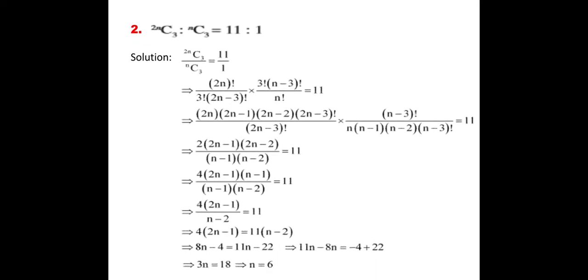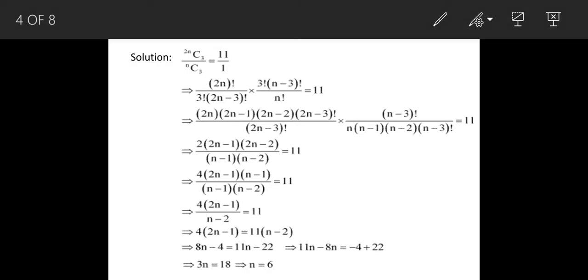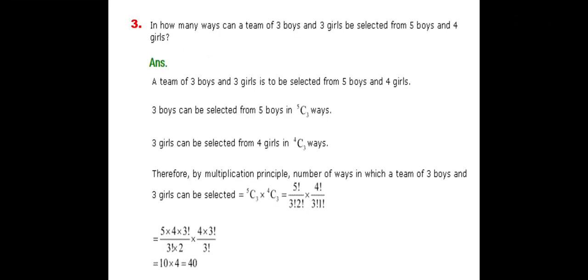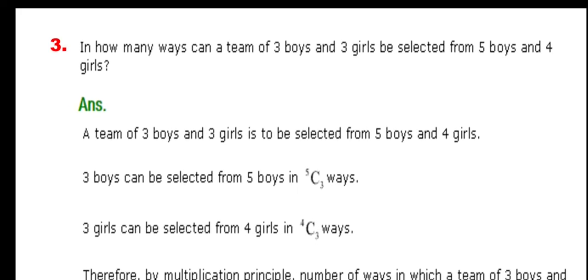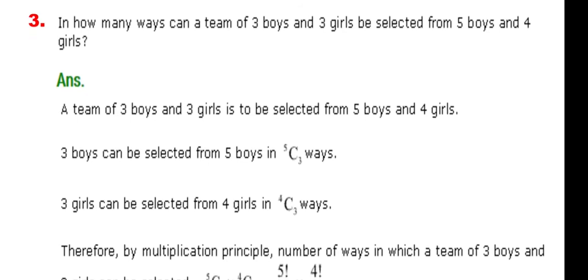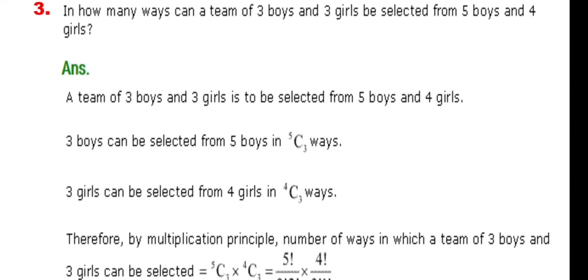So I hope students you understood the process of finding n for this type of question. Next question is, there is a statement sum. In how many ways can a team of 3 boys and 3 girls be selected from 5 boys and 4 girls? The students, a team of 3 boys and 3 girls is to be selected from 5 boys and 5 girls.